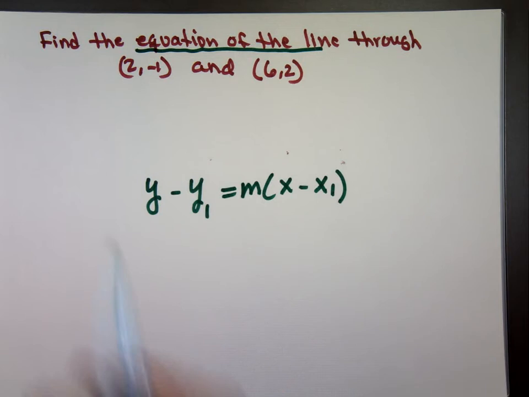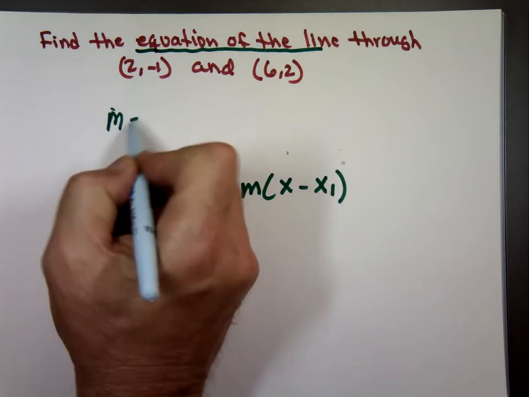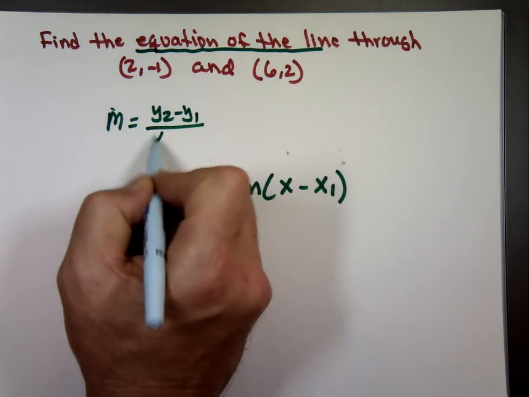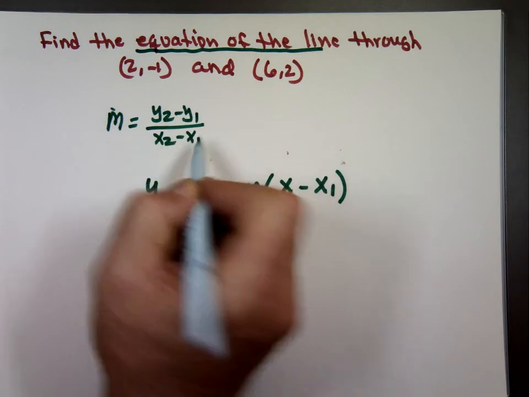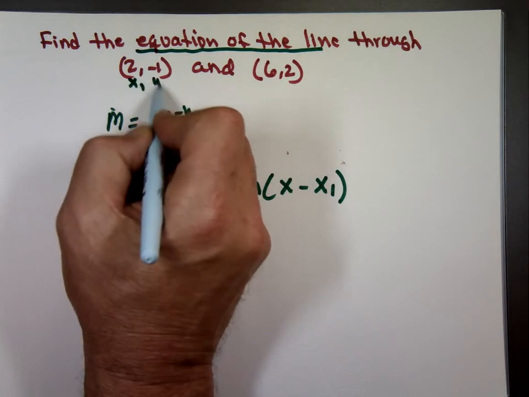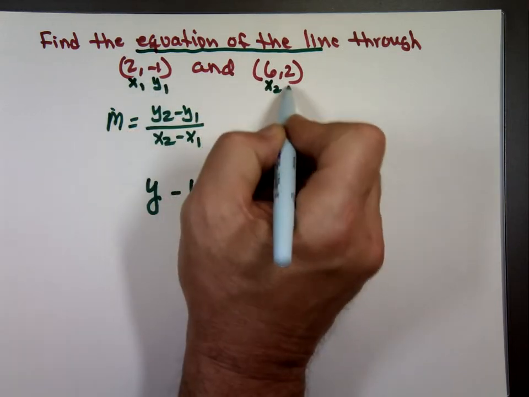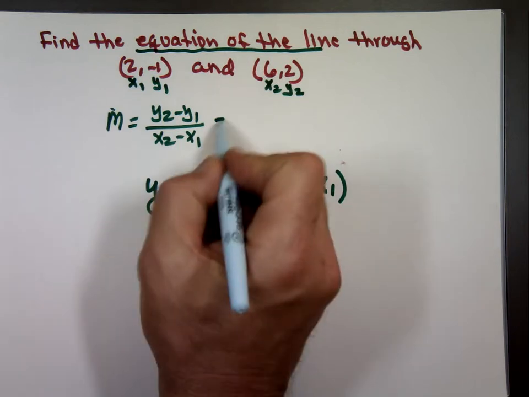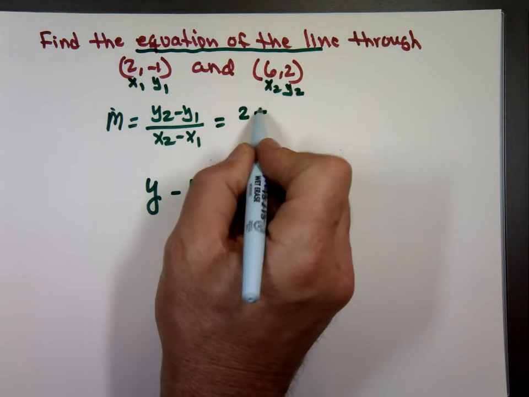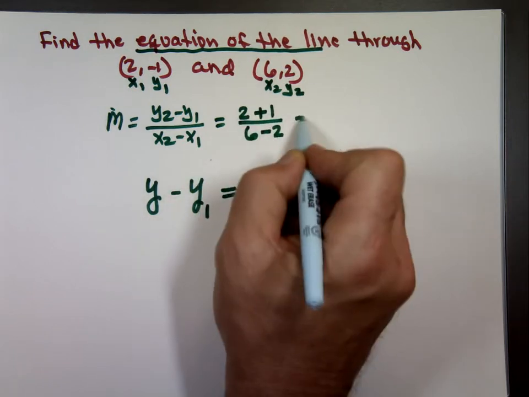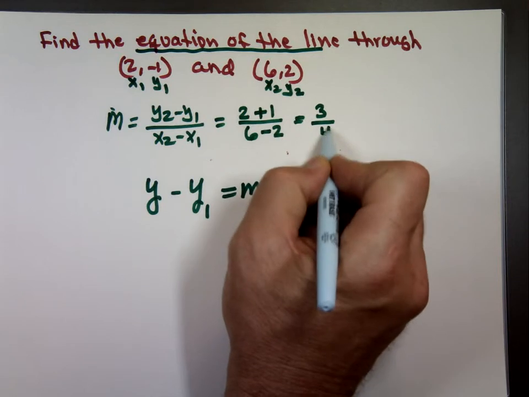You can find the slope first by using y2 minus y1 over x2 minus x1. This is your x sub 1, this is your y sub 1, this is your x sub 2, this is your y sub 2. Two minus minus 1, plus 1. 6 minus 2. 3 over 4, right? That's my slope.